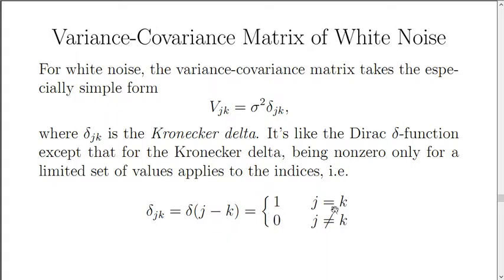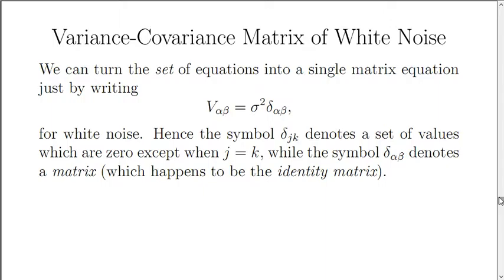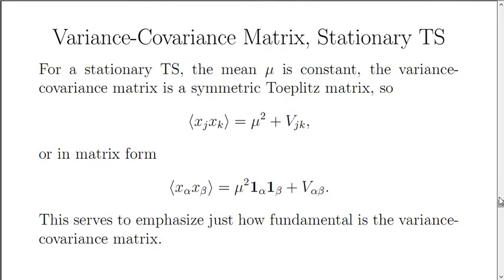So it's 1 when j equals k, that is to say we're looking at the same index value. It's 0 when j is not equal to k. We can turn this set of equations into a single matrix equation by just writing Greek letter subscripts and thinking of it as a matrix. The symbol delta sub jk I'm using to denote a set of values which are 0 except when j equals k, but the symbol delta sub alpha beta I'm using to indicate a matrix, the whole thing, which happens to be equal to the identity matrix.